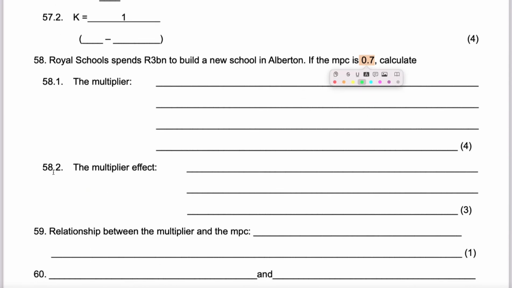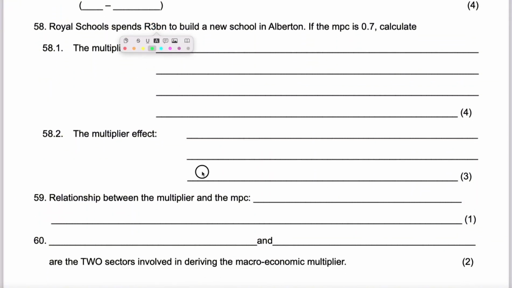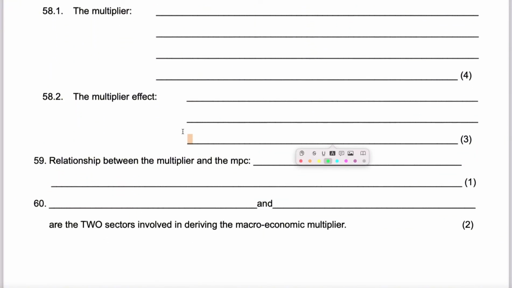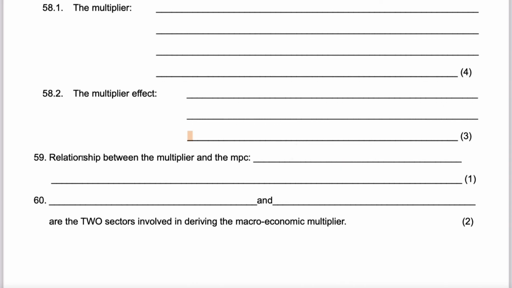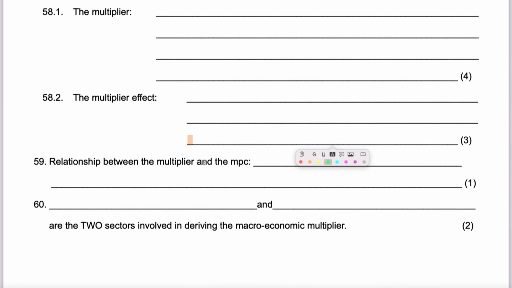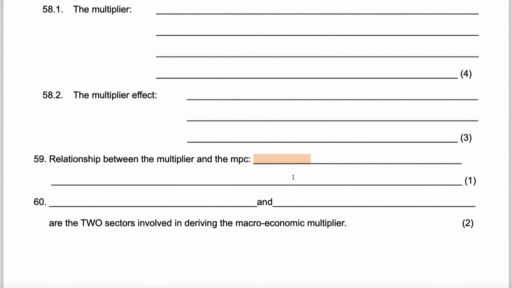Then number 58.2 says, what's the effect? So we take the answer we got here, we multiply by the injection of 3 billion. So we get 9.9 billion here. You will see it just now, I'll show it. Then lastly, what is the relationship between the multiplier and the MPC? The relationship is that the higher the multiplier, the higher the MPC, and vice versa.